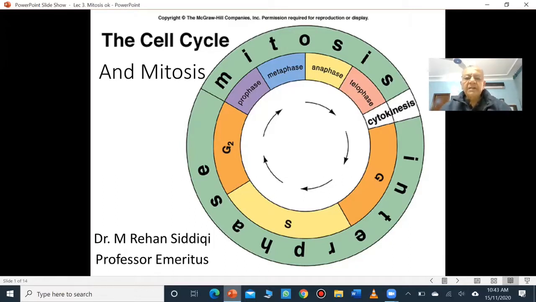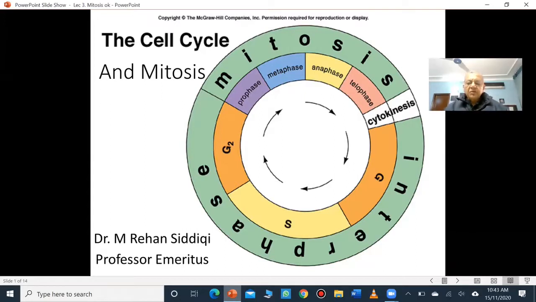Here in this PowerPoint, you can see the cell cycle. This cell cycle is divided into interphase, which takes up more than 90% of the time of cell division. And then next is mitosis. Mitosis is the division of the nucleus. And then there is cytokinesis. Cytokinesis is the division of cytoplasm. So the cell cycle can be divided into interphase, which takes most of the time, mitosis and cytokinesis. Let us talk about them one by one.